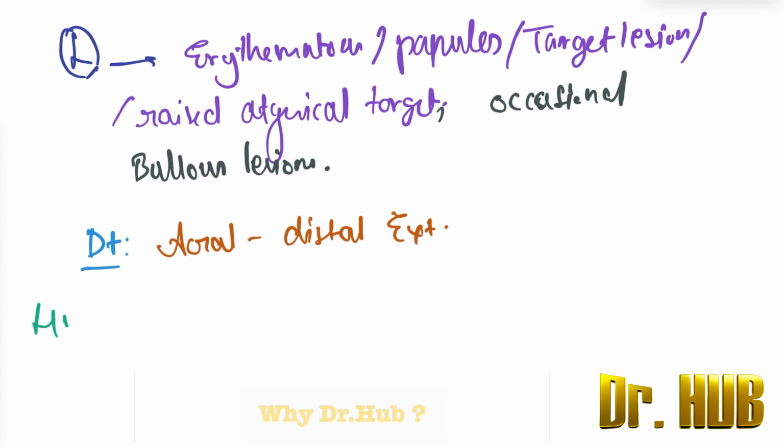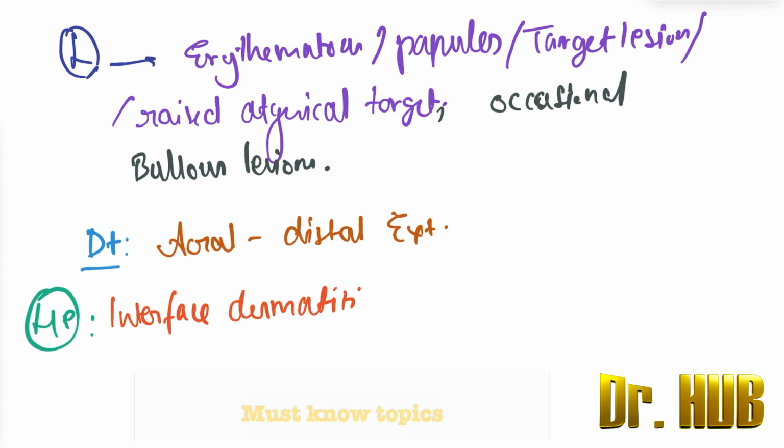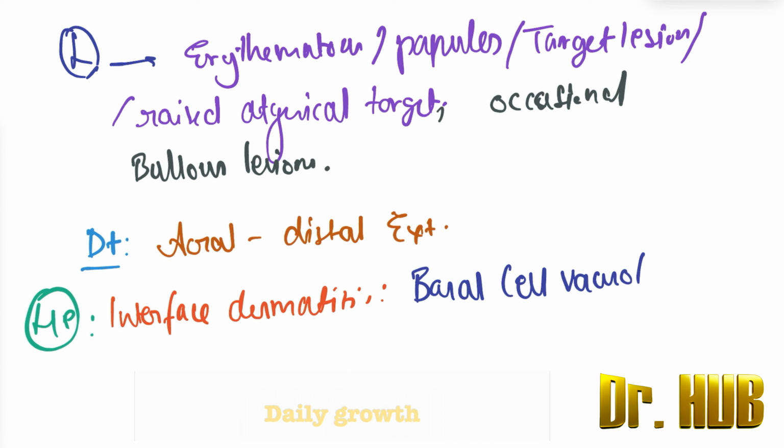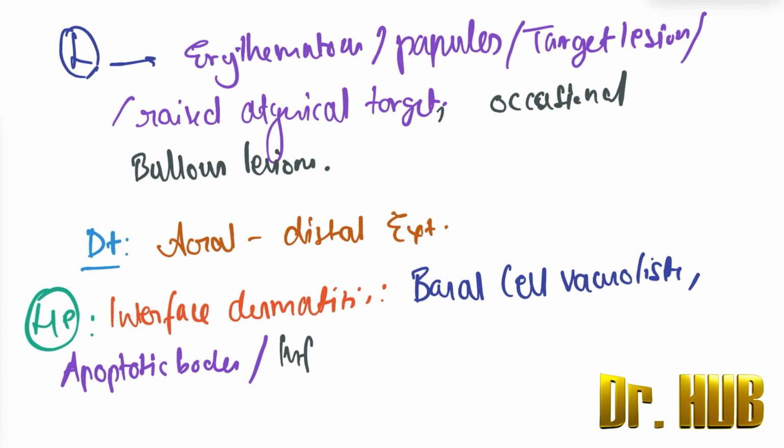Next, we focus on the HP, that is histopathology. Under histopathology, there is interface dermatitis with basal cell vacuolization, apoptotic bodies, and inflammatory cells present at the dermoepidermal junction.